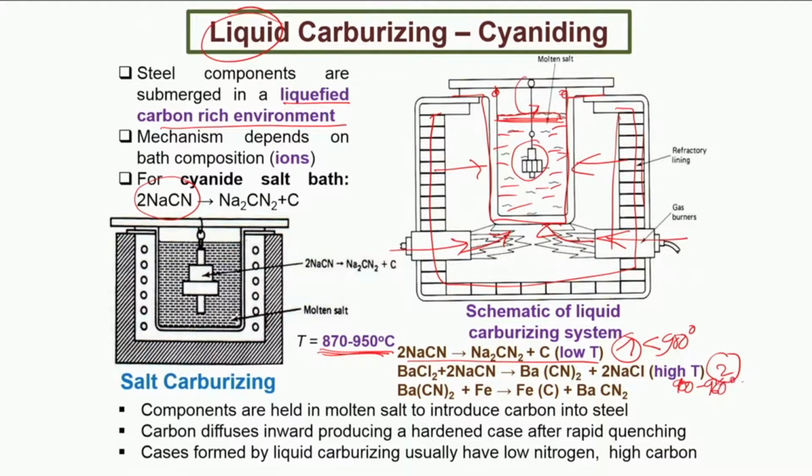Now, in the low temperature variety, which is actually a slightly slower process, what we see in terms of chemical reaction is that sodium cyanide dissociates into a lower salt, which is disodium cyanamide, and in the process we see liberation of activated or nascent carbon.